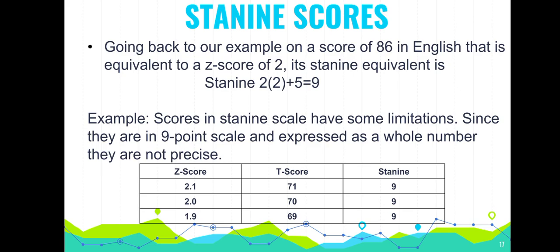So going back to our example on the score of 86 in English, that is equivalent to a z-score of 2. Its stanine equivalent is stanine: 2 times 2 is equals to 4 plus 5 is equals to 9. So stanine scores have some limitation since they are on a nine-point scale and expressed as whole numbers. They are not precise.